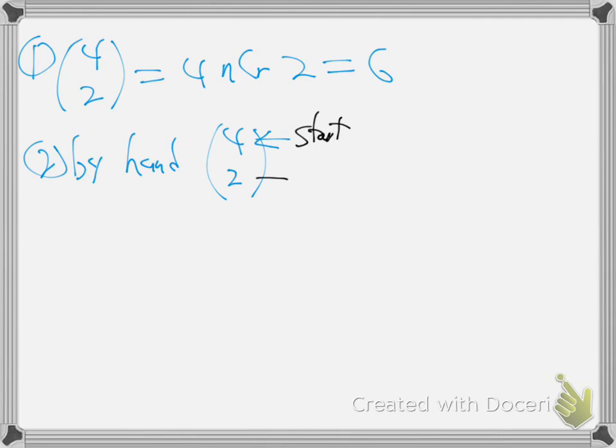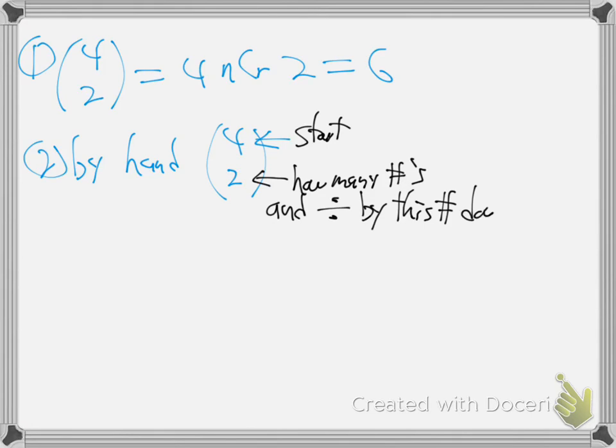If you want to do it by hand, the second number is how many numbers, and you divide by this number down to 1. What does all that mean? That means start at 4, right? This is the starting number. This is how you would do it by hand.